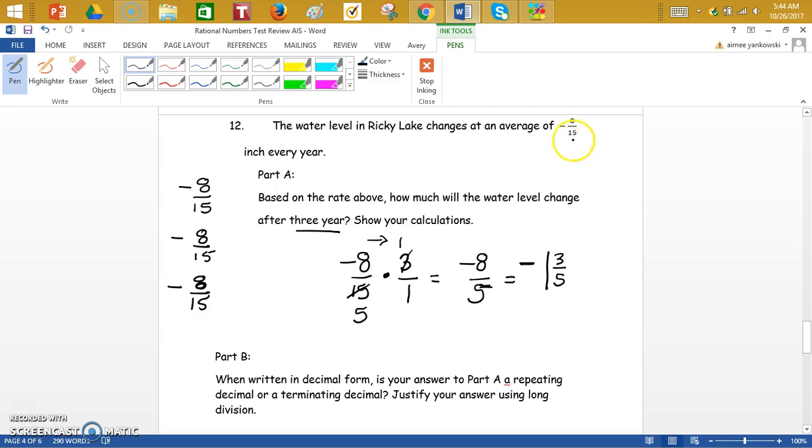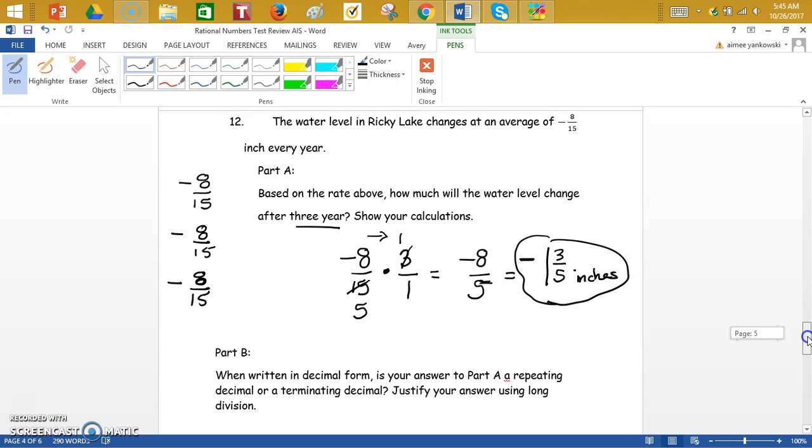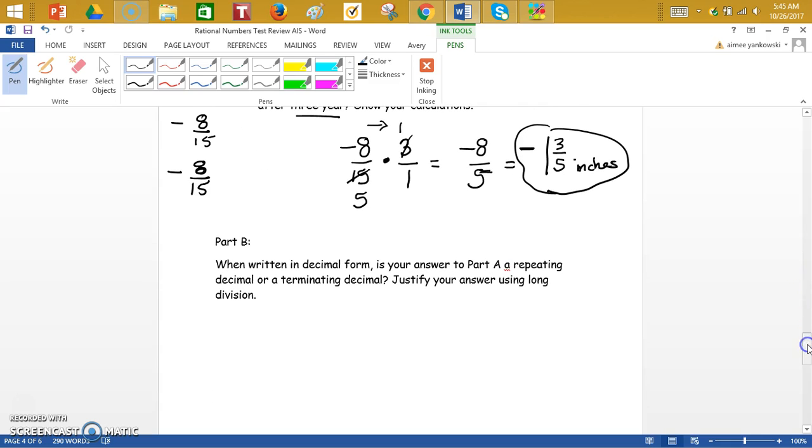And I estimated, like I knew 8/15, like 7.5/15 would be a ½ inch. So I knew it's around a ½ inch. I like to estimate so I know if my answers make sense. So I'm like, okay. If it's about a ½ inch a year and it's happening for 3 years, ½ inch, 1 inch, 1.5 inches. So I know overall it's going to drop about 1.5 inches. And I'm like, oh, good. Negative 1 3/5. Definitely dropping about 1.5 inches.